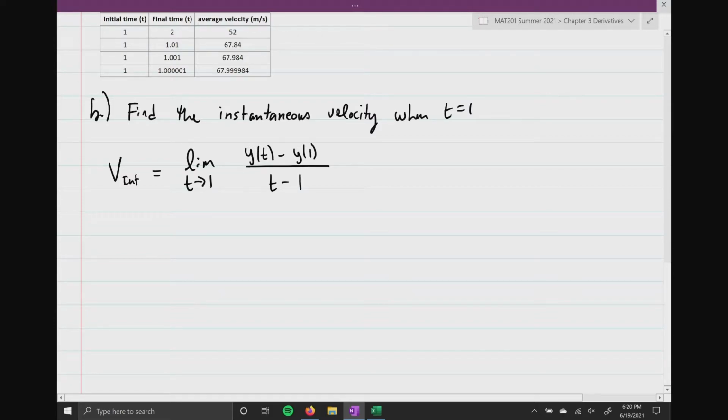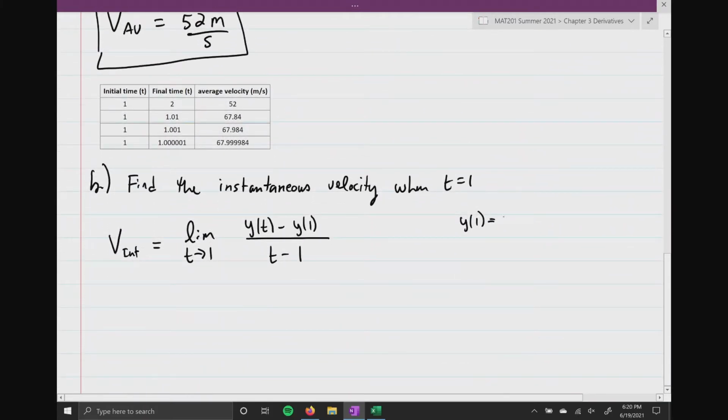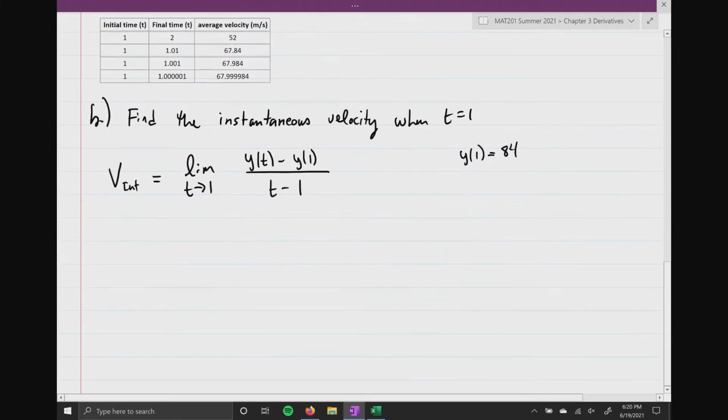Okay? Now, in part A, we learned that y of 1 was equal to 84. So what I can do up here in my instantaneous formula is I'm just going to write the limit as t goes to 1 of y of t minus 84 all over t minus 1.